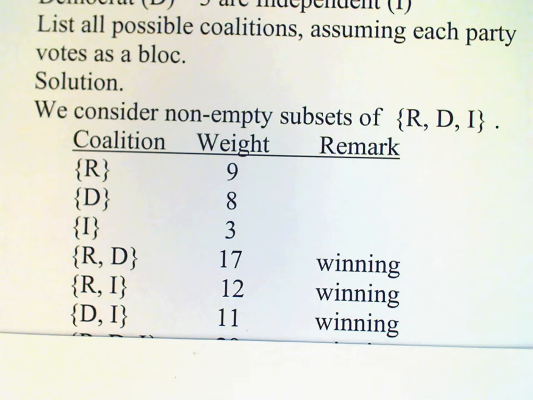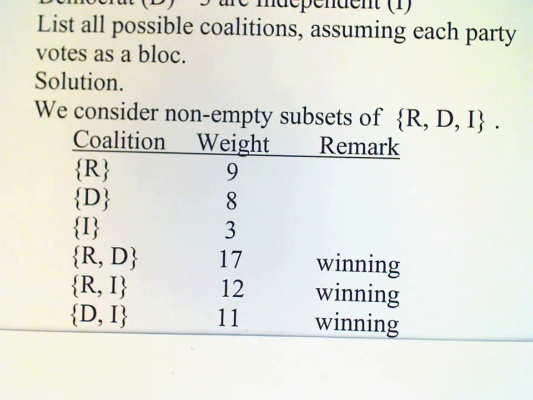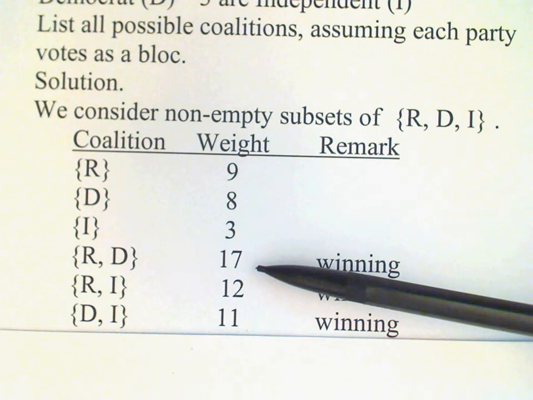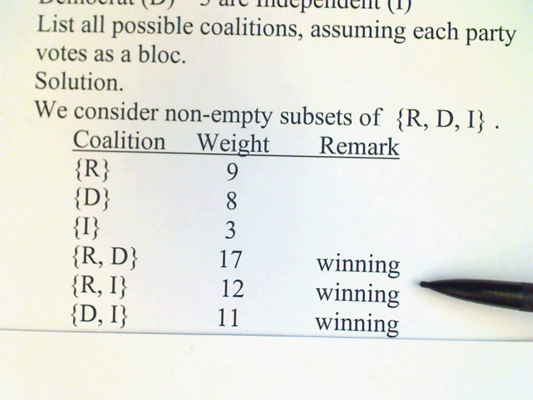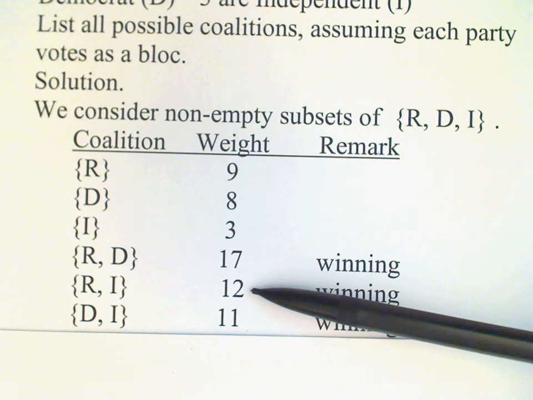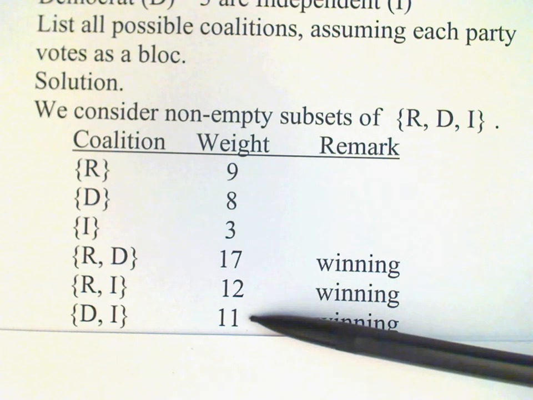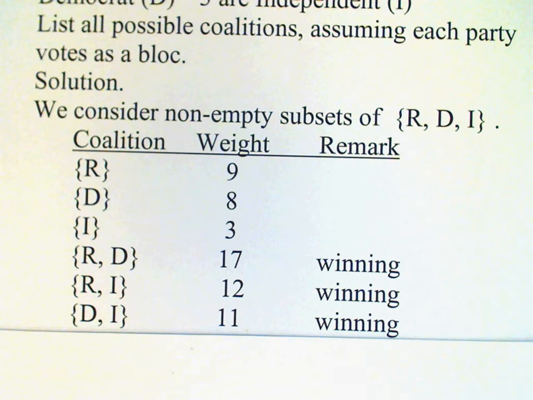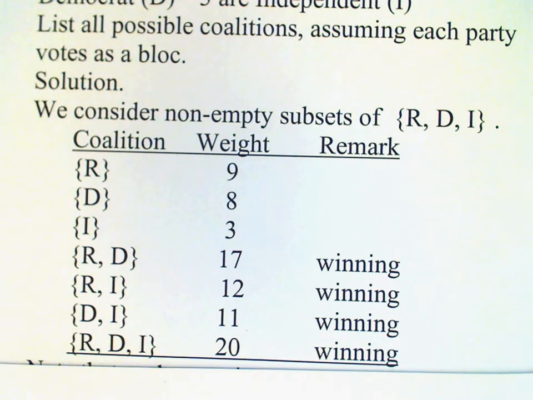So Republicans and Democrats could team up, and that would produce a weight of 17. And that's going to be a winning coalition, of course, assuming that a simple majority will pass a resolution. And the same thing for Republican Independent, which produces a coalition weight of 12, and the Democrat Independent producing a weight of 11. Each of those is a winning coalition. And then finally, if all three parties agree on something, such as honoring the American flag or something of that nature, then of course we have a winning coalition.